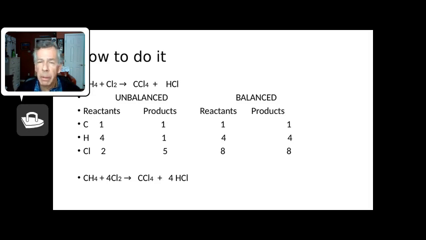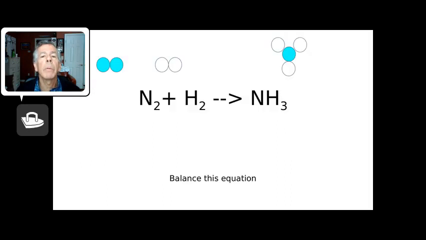Ready for some more? This is simple, right? This is easy. We can do this. Let's go forward. Another simple equation: nitrogen gas plus hydrogen gas equals ammonia, NH3. So N2 plus H2 yields NH3: 2 N's, 2 hydrogens, 1 N, 3 hydrogens.